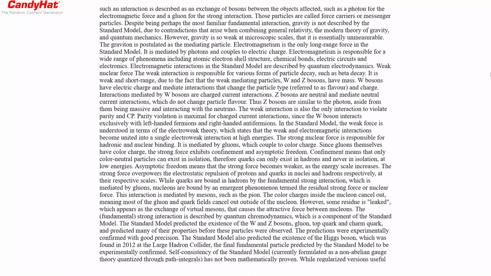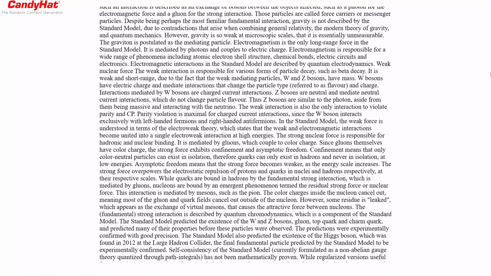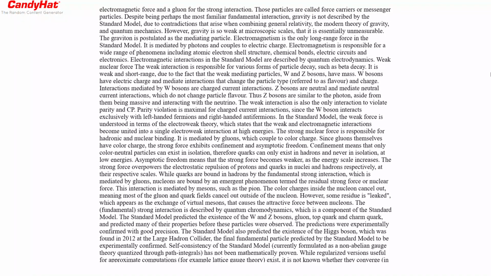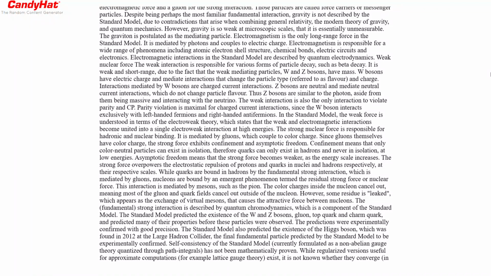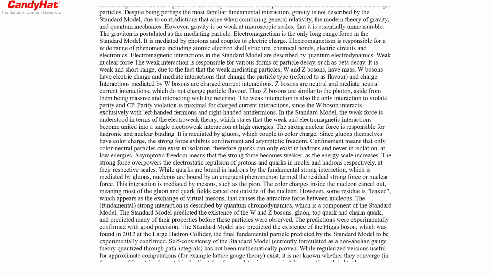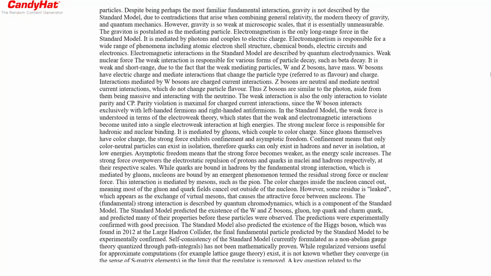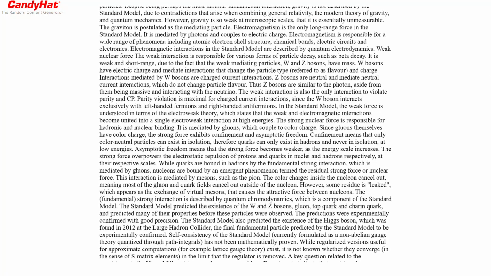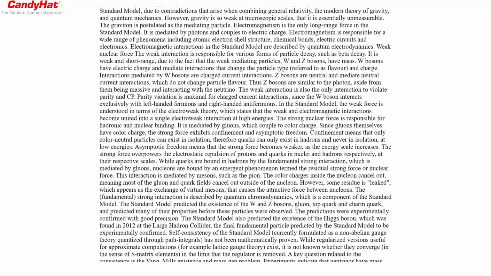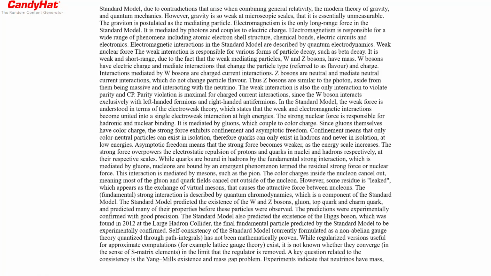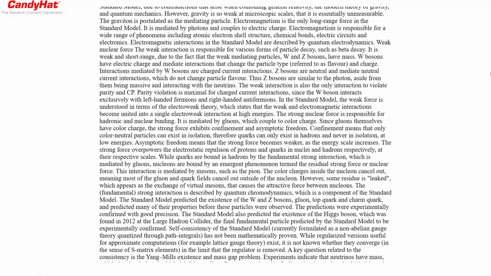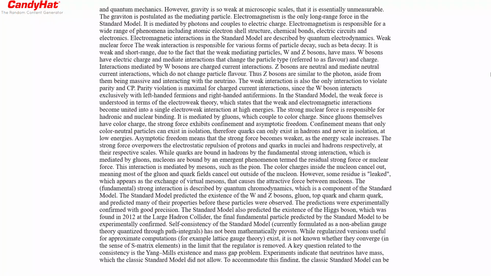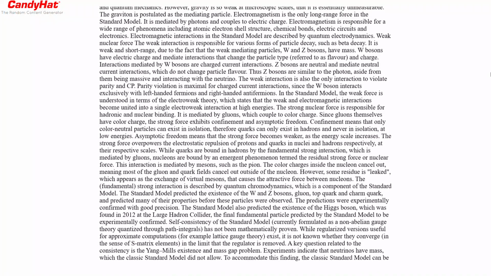Asymptotic freedom means that the strong force becomes weaker as the energy scale increases. The strong force overpowers the electrostatic repulsion of protons and quarks in nuclei and hadrons respectively, at their respective scales. While quarks are bound in hadrons by the fundamental strong interaction, which is mediated by gluons, nucleons are bound by an emergent phenomenon termed the residual strong force or nuclear force. This interaction is mediated by mesons, such as the pion.